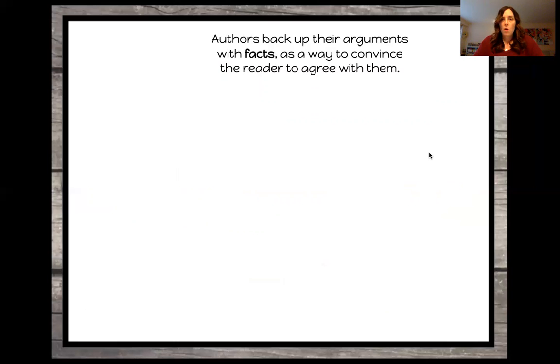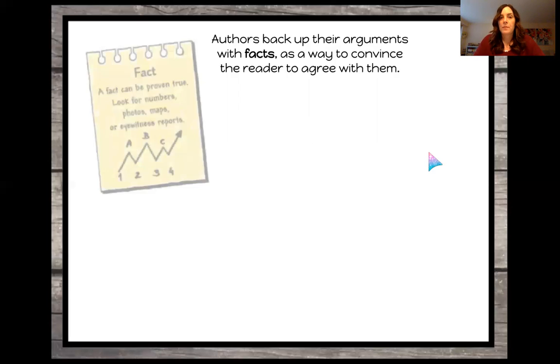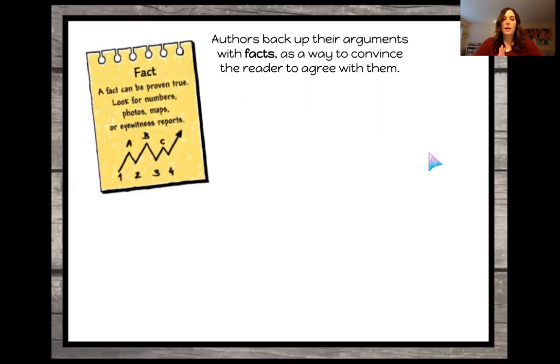So when the authors are trying to back up their arguments, they use facts as a way to convince the reader to agree with them. And a fact is something that can be proven to be true. So while you're reading and you're trying to find the facts that the author is giving you, look for things like numbers, photos, maps, or eyewitness reports. The facts are usually data that support what the author is trying to say.